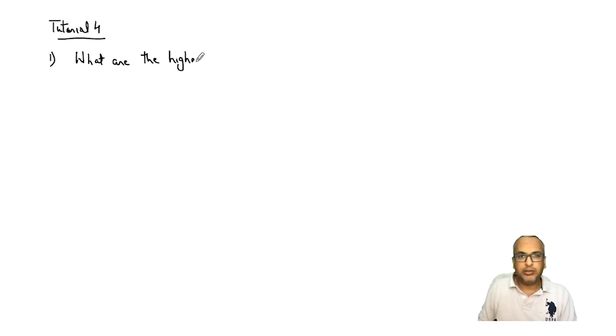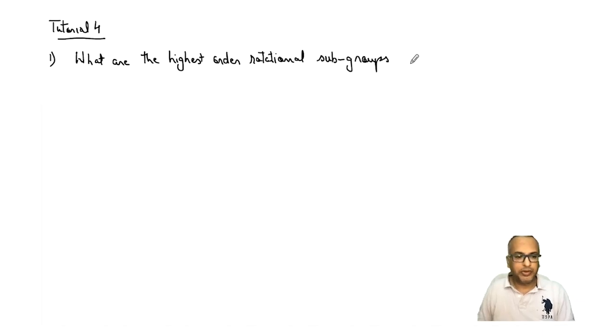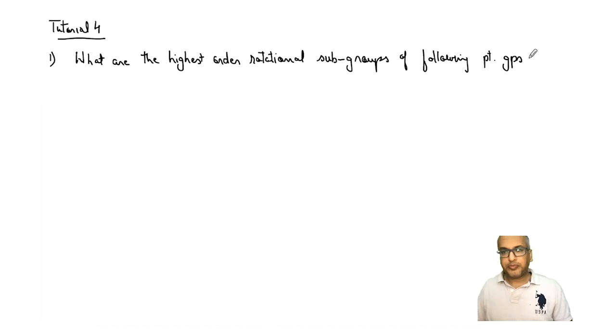The first one is, what are the highest order rotational subgroups of the following point groups? So the question is asking what are the highest order rotational subgroups. A subgroup, as you know, is the set of group elements which follow all four properties of the group, out of that particular point group, right?